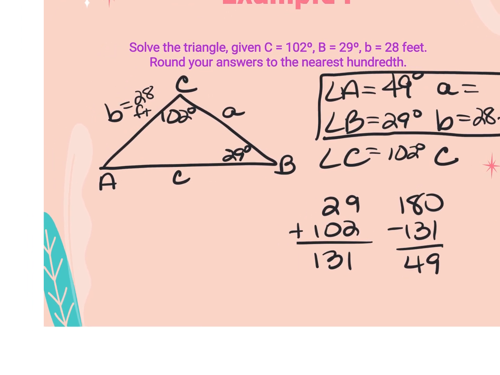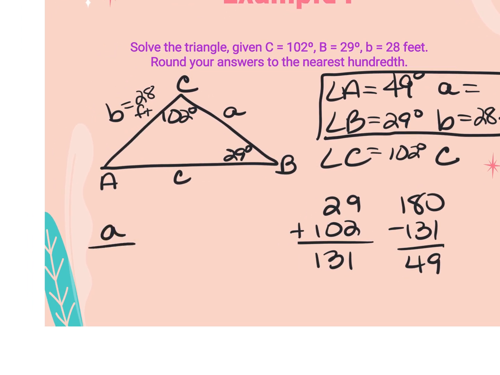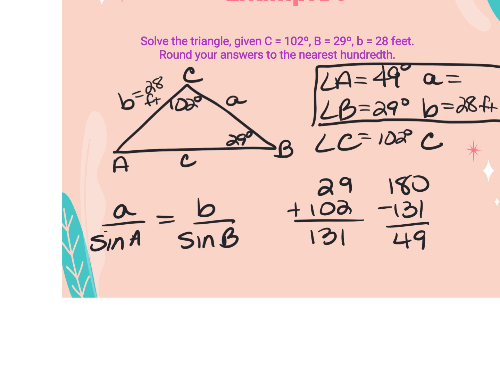So I can do little a over the sine of A is equal to little b over the sine of B. I'm only using two of the ratios at a time. I'm not using all three. So now let me fill it in. I don't know side length A, so I'm going to leave the A there. I know angle A is 49, and then side length B is 28, and angle B is 29.